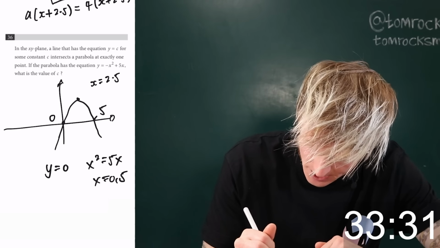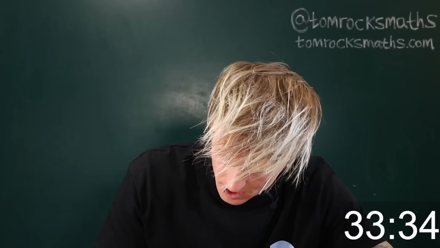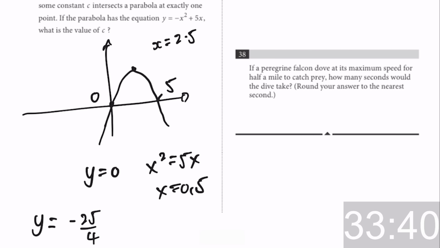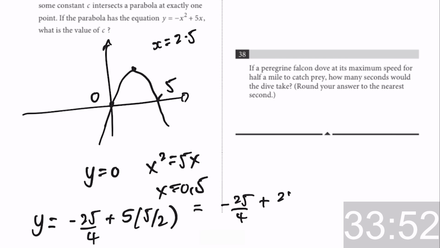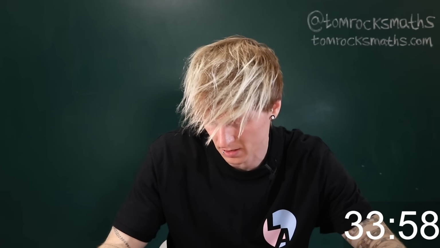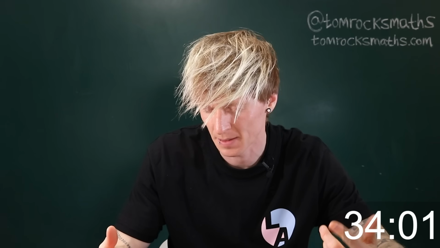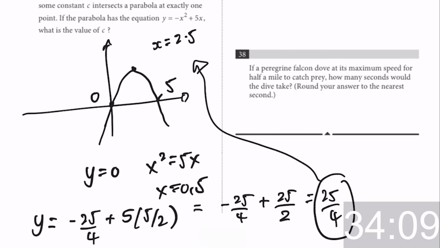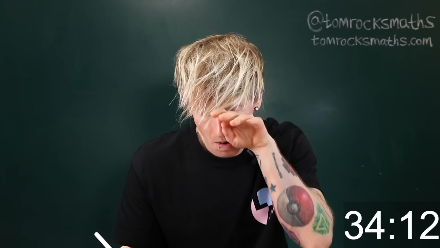So when x is 2.5, y is equal to minus x squared, so that's 5 over 2 squared, so minus 25 over 4, plus 5 lots of 5 over 2. So that's minus 25 over 4 plus 25 over 2. So that's minus a quarter plus a half, which is a quarter, so it should be 25 over 4. Okay, I think the answer is 25 over 4, and that's the answer to 36, I hope.